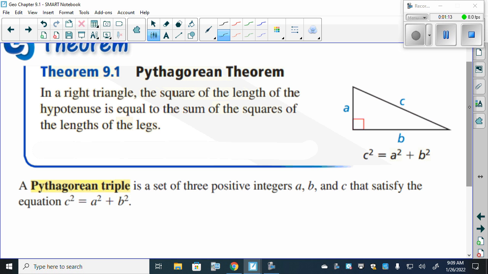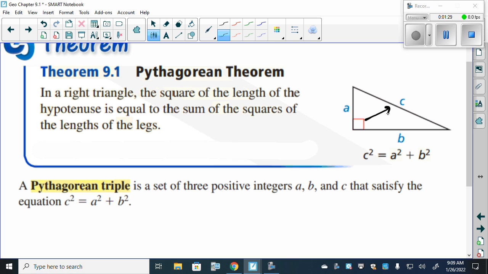And the hypotenuse is always going to be the longest side. It's going to be the side opposite the 90-degree angle. So c is always opposite the 90 degrees and will be the biggest side, the longest side length.